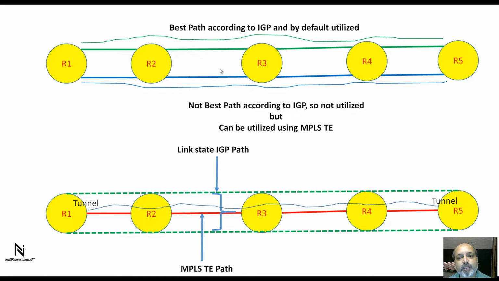MPLS can be utilized very easily just by some very user-friendly commands. You can use MPLS to perform traffic engineering, and that traffic engineering not only concerns the destination, it also concerns the source, which we will see. When we go through the practicals, it will be even clearer that MPLS-TE is more concerned about the source. So here, the not so best path according to IGP, which is not utilized, can be utilized using MPLS-TE.